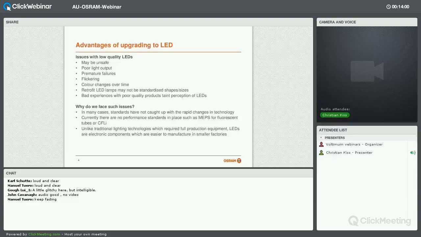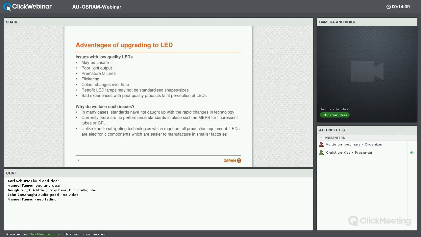LED retrofit lamps may not be standardized shapes and sizes, so in some cases they can be quite large and bulky and they may not really fit well with standard fixtures that you already have existing. And obviously the biggest issue with any of those things is that bad experiences with poor quality LED products will taint the perception of LEDs for end users in the market who may be just looking to try the technology. So why do we face such issues? In many cases, standards were either slow or haven't fully caught up with the rapid changes in technology.